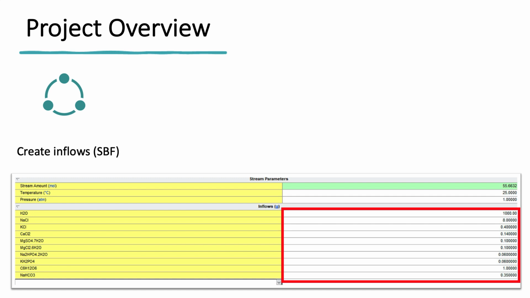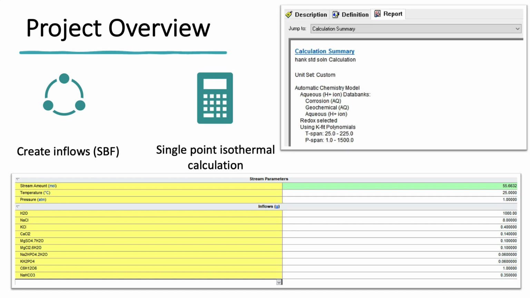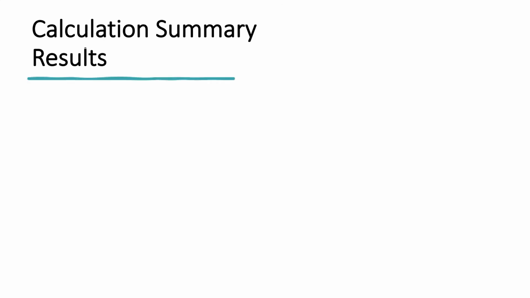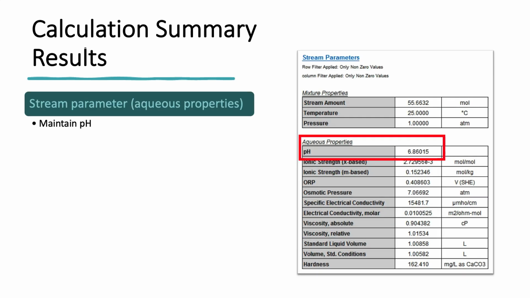After creating the SBF, a single point isothermal calculation will be performed to view a calculation summary report of the solution. The report generates various information, but the areas of interest include the stream parameters, scaling tendencies, and the species output. In the stream parameters, we are interested in the aqueous properties, and we need to maintain the determined pH, one close to the human body.